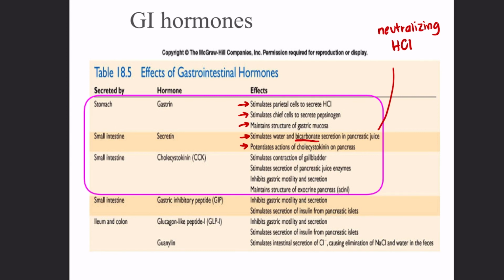So there is another final hormone here called CCK, and that can stimulate contraction of our gallbladder to release bile. It can stimulate more secretion of our pancreatic juice enzymes. It helps in maintaining the structure of our acinar cells. But lastly, it can also inhibit motility of our stomach and secretion. And this may want to occur at the end of digestion, in the intestinal phase of digestion.